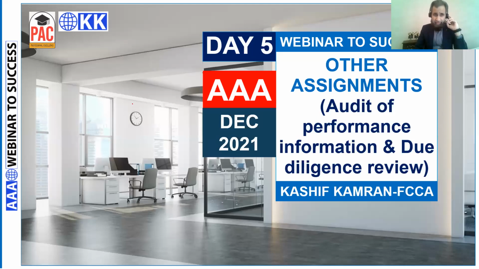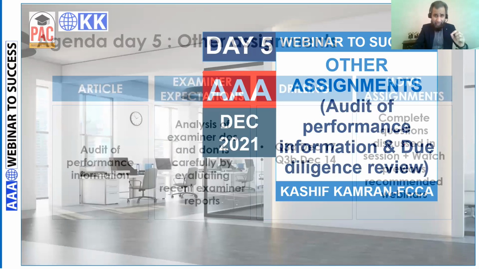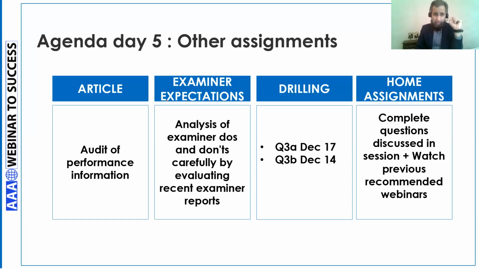Two of the other assignments come today. One is the audit of performance information, and one is the due diligence review. In total, how many other assignments do we have? We have 4 in the syllabus. One is the review of prospective financial information, and one is the forensic audit. How would you ensure you have a complete focus on other assignments for the December exams? For that, I will be guiding you shortly.